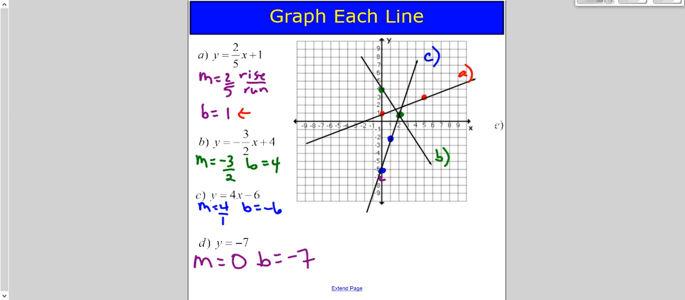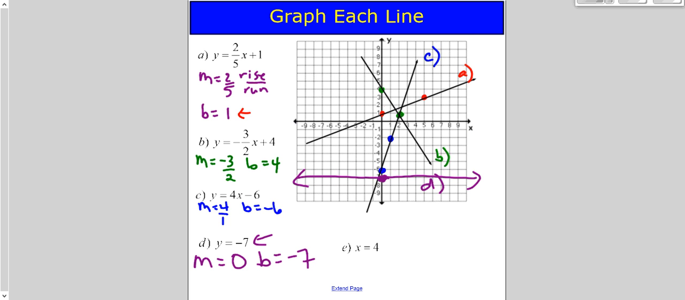So that means if I go to -7, I have a slope of 0, which is a horizontal line that cuts right through it, okay? So horizontal line right through where y equals -7, just like the equation, y equals -7. So right through there. This would be D.